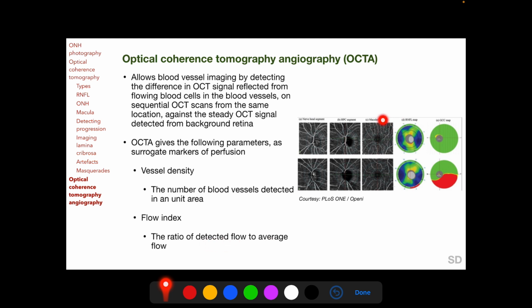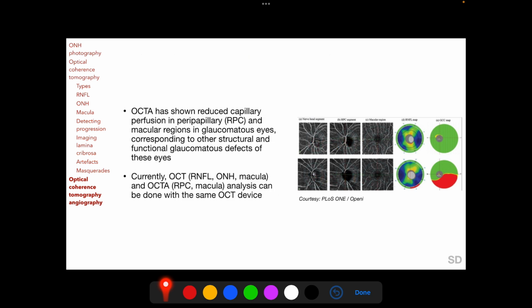So in this photograph we see the OCTA images of the optic nerve head, the retinal peripapillary capillaries and the macular region in a normal patient and in a patient with glaucoma. And with OCTA, reduced capillary perfusion in both peripapillary and macular regions has been shown in glaucomatous eyes, with this reduced capillary perfusion areas corresponding to other structural and functional glaucomatous defects of these eyes. And currently, OCT analysis of RNFL, ONH and macula and OCTA analysis of RPC and macula can be done with the same OCT device.